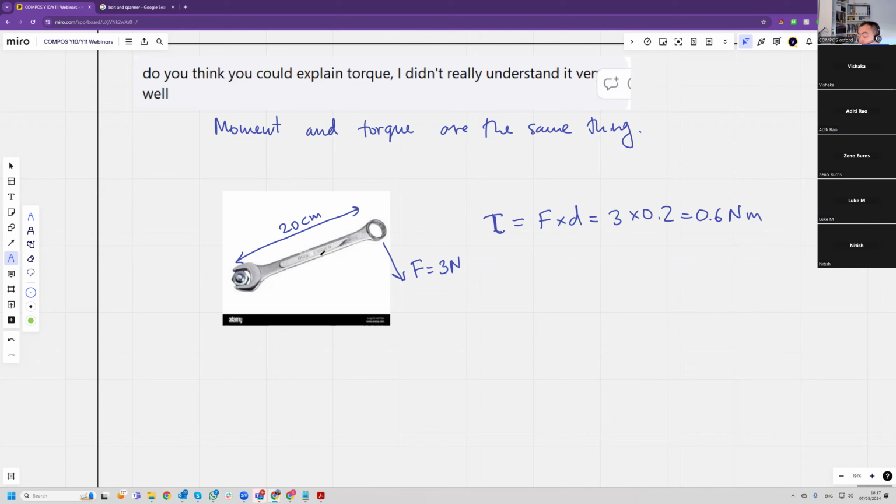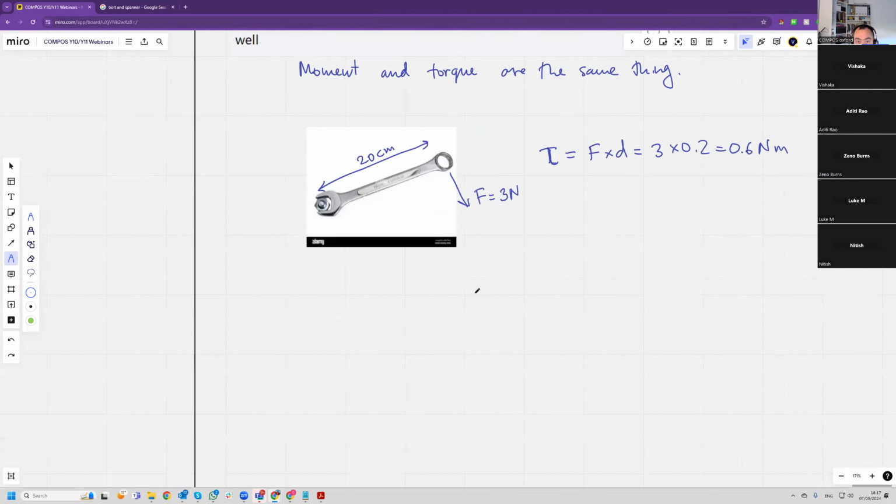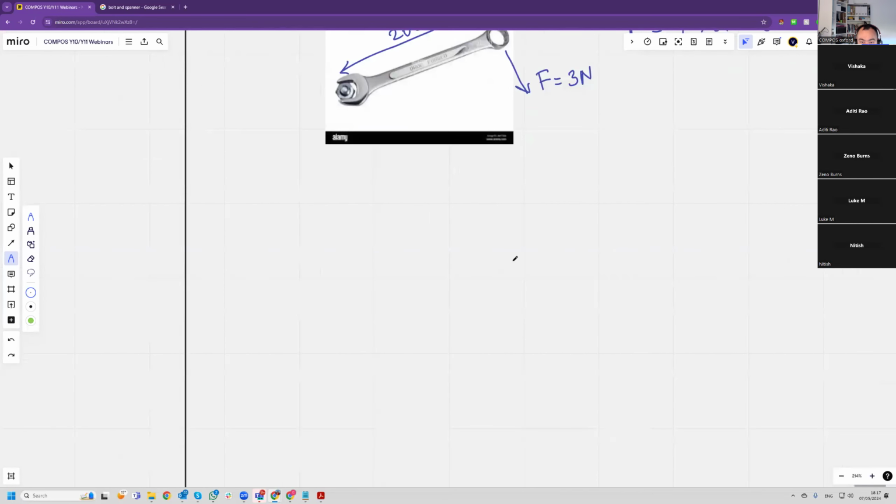Technically, we have a convention that we use clockwise is negative and anti-clockwise is positive. So we could say it's minus 0.6, but you don't have to say it's negative. It's not a strict rule. So that's torque.